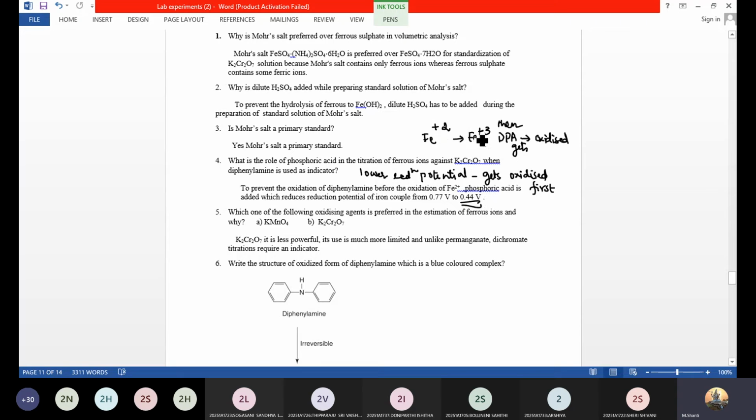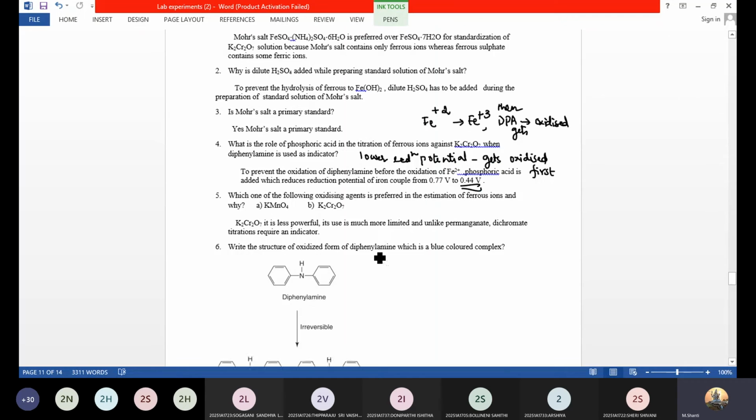So this indicates the completion of the reaction, right? We want all the ferrous ions to get oxidized. So how is it indicated? Only by the color change of the DPA. And when will that happen? That will get oxidized only after all the ferrous gets oxidized. We want DPA to get oxidized after the oxidation of the ferrous. So that's why we are adding H3PO4, which actually reduces the potential from 0.77 to 0.44.